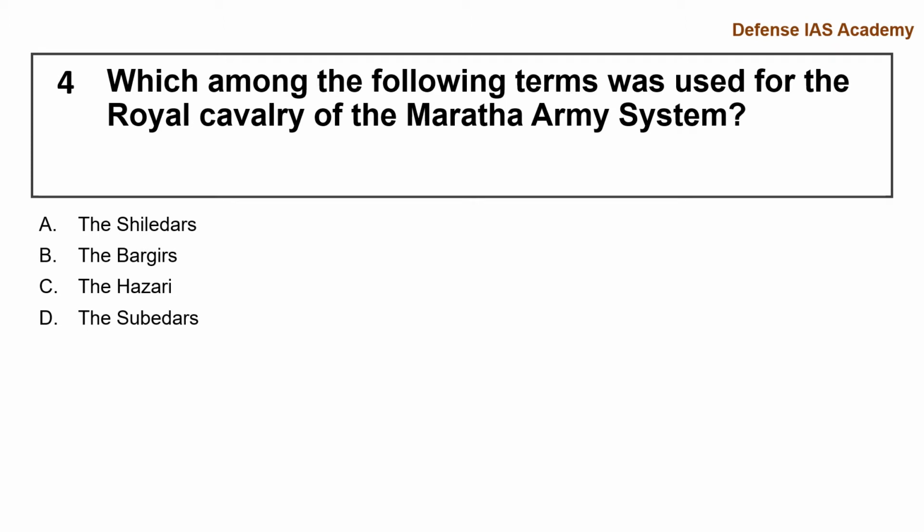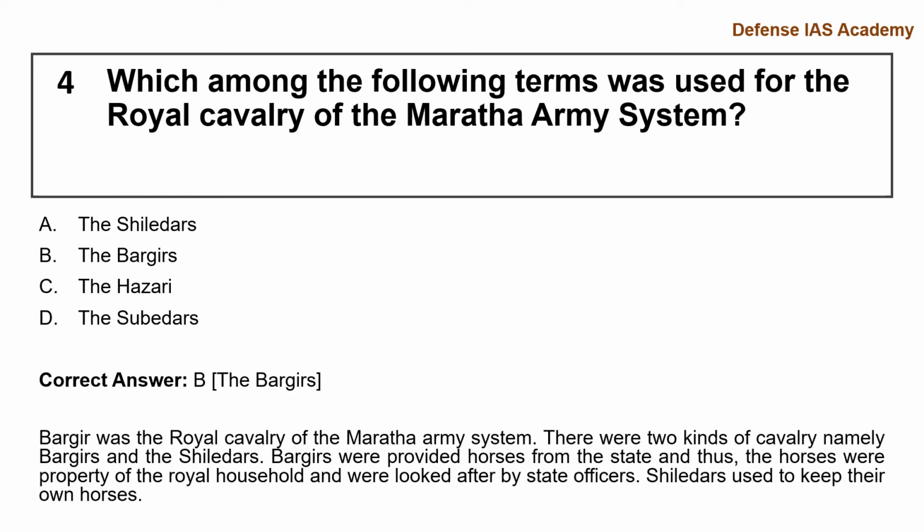Question 4. Which among the following terms was used for the Royal Cavalry of the Maratha Army system? The correct answer is option B, the Bargirs. Bargir was the royal cavalry of the Maratha army system.